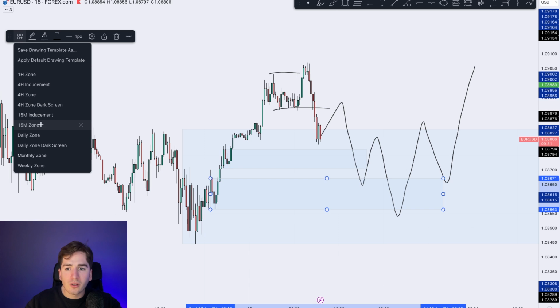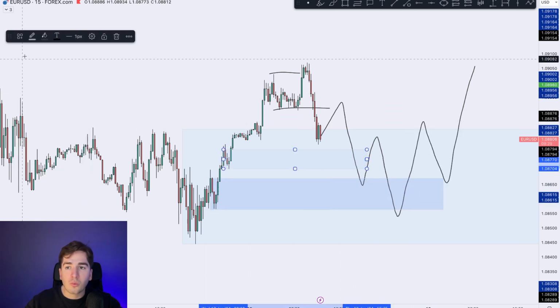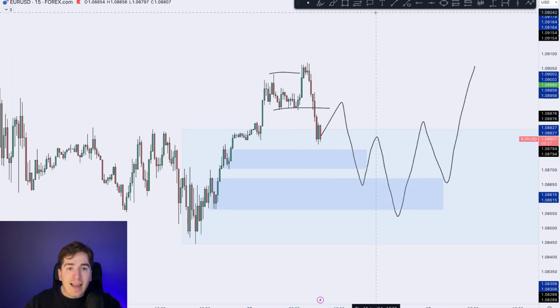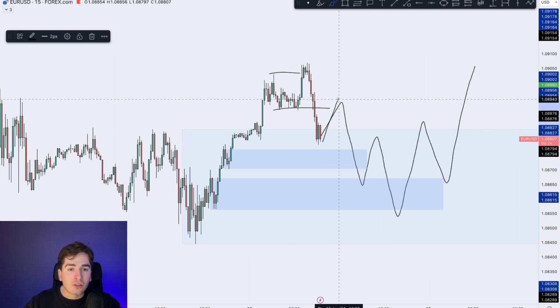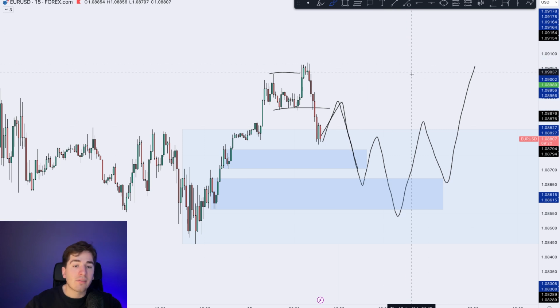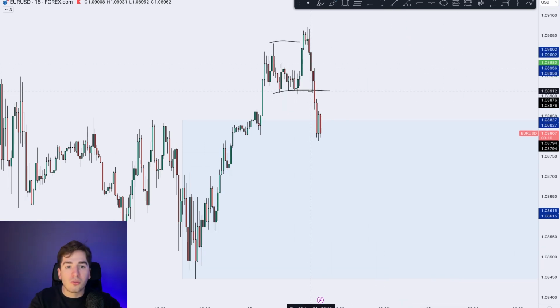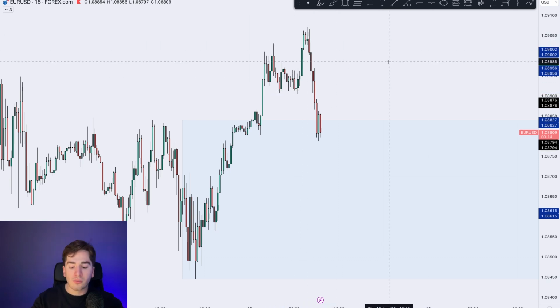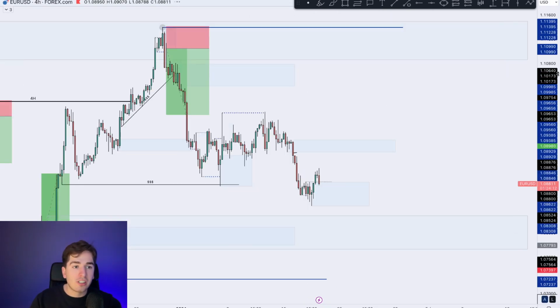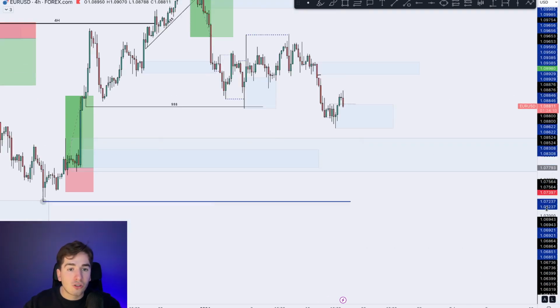So what you want to do with those 15-minute demand zones is wait for price to come in, and then provide us with that internal structure shift, break the high, push up, and then boom, give us that bullish intentions. So that's what I'm looking for on euro dollar for today, keeping my eyes open for that potential long trading opportunity. At the moment, I'm not interested in shorts.